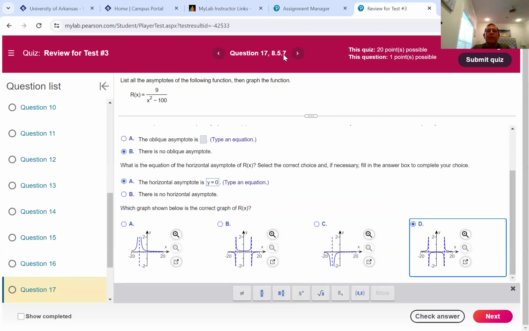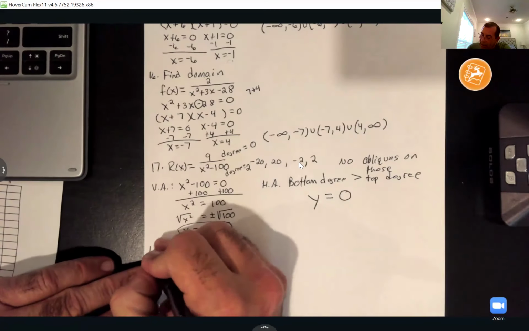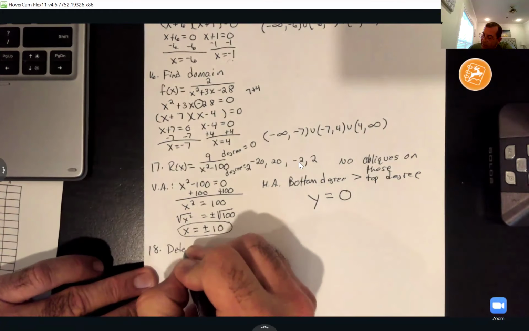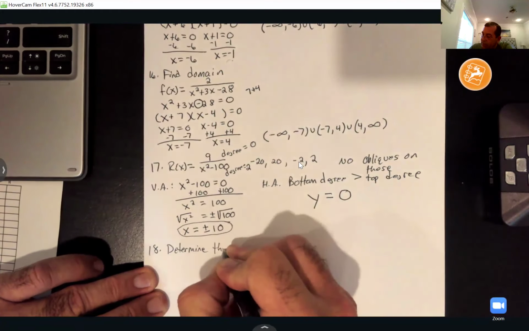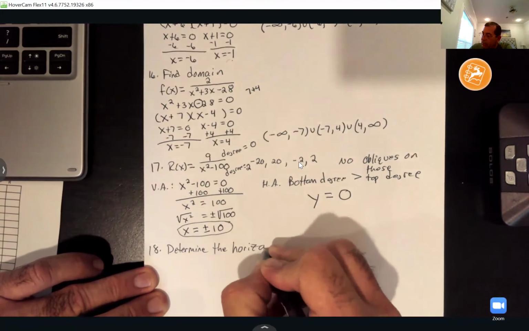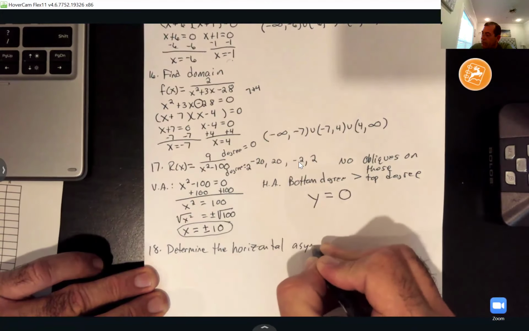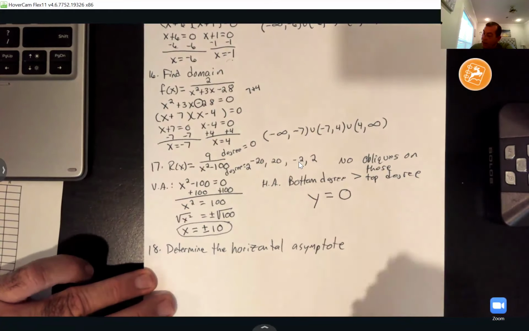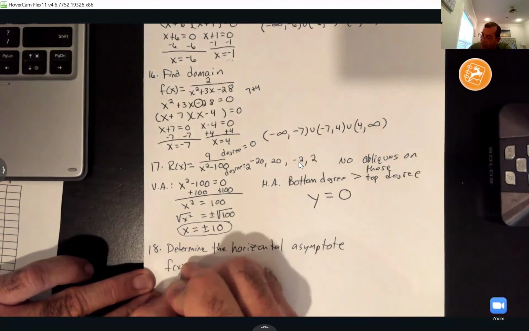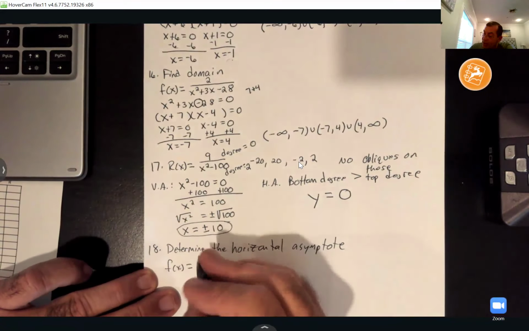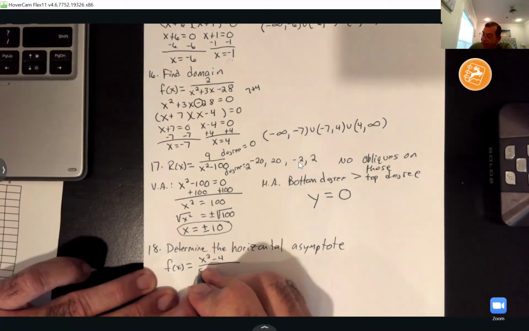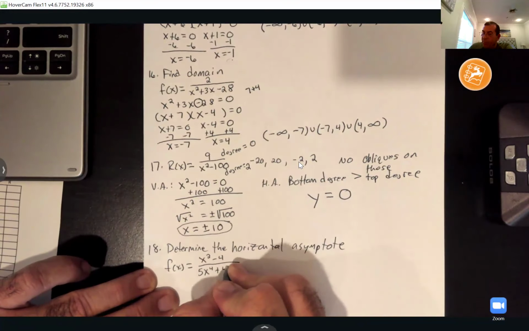All right, y'all, so let's see. Let me go back to the page now. All right, so 18 says determine the horizontal asymptote. They're giving us f of x equals x squared minus 4 on the top over 5x to the 4th plus 4 on the bottom.